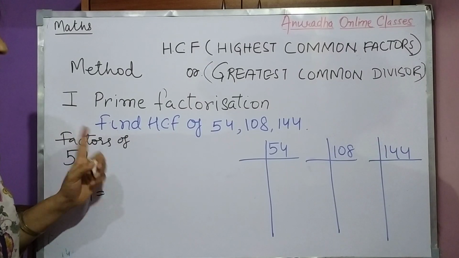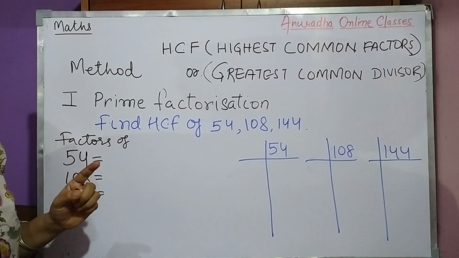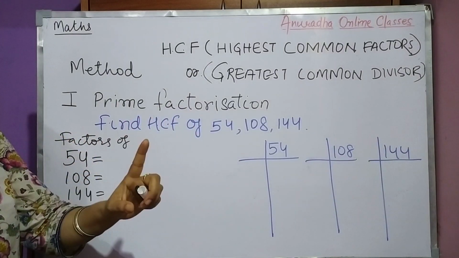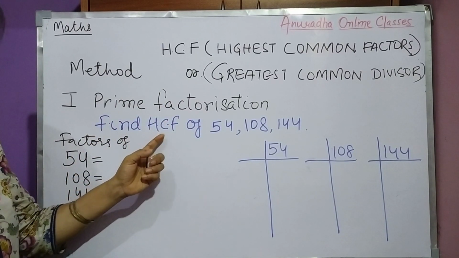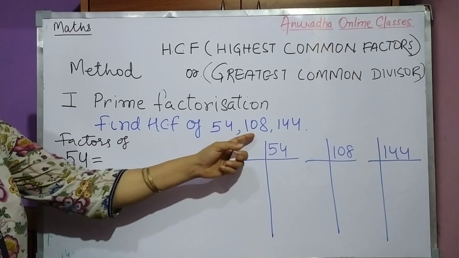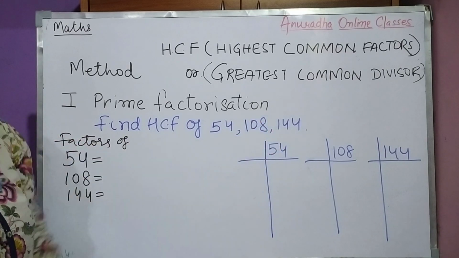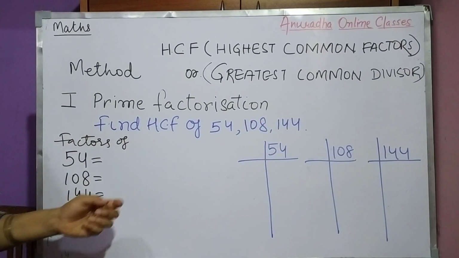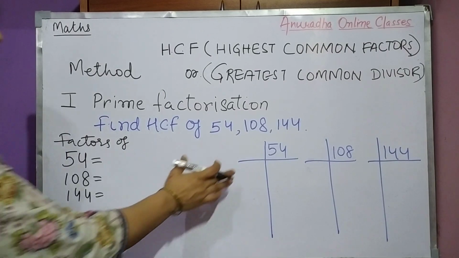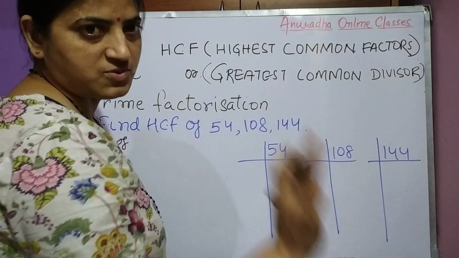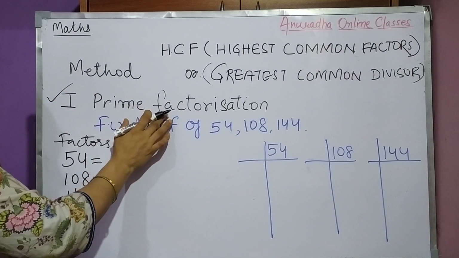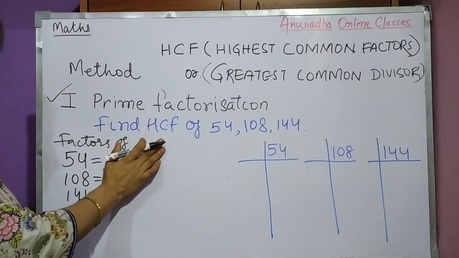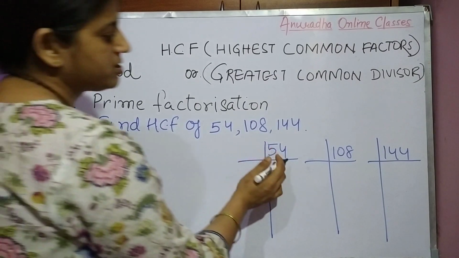So children, I have taken one more example for you, that is I have taken 3 numbers. Now this time, you have to find out the HCF of 54, 108 and 144. So let us take the factors of these 3 numbers first. Okay, we are using which method? We are using prime factorization for finding what? HCF.